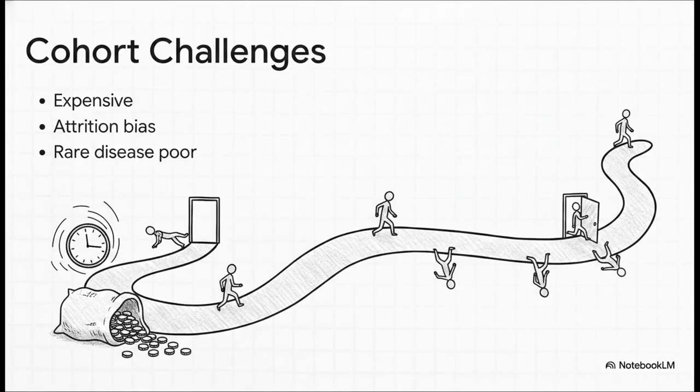But of course, observing people for years on end is not easy. Cohort studies are highly time-consuming and incredibly expensive to run. Furthermore, because you have to wait around for the disease to naturally occur, they are highly inefficient for evaluating rare diseases. You might wait a whole lifetime and never see a single case. But the most insidious structural threat here is attrition bias. If participants systematically drop out or are lost to follow-up over all those years of tracking, it can completely distort your calculated relative risk and basically ruin the study's validity.